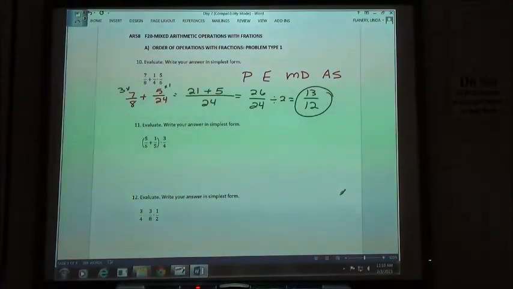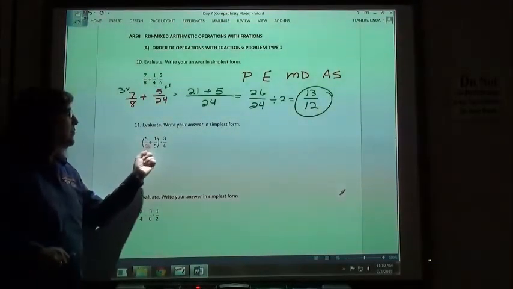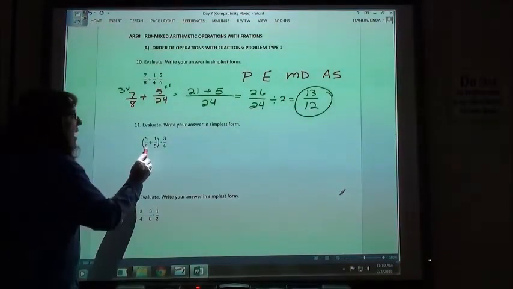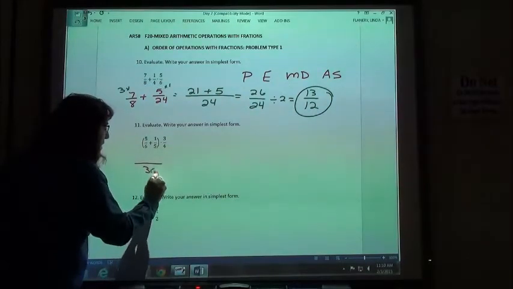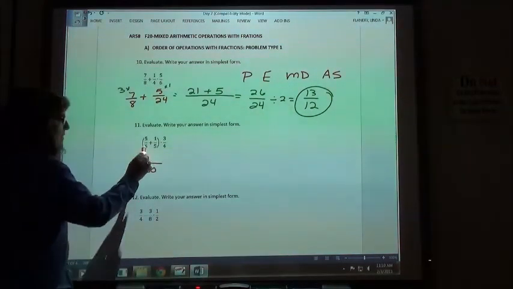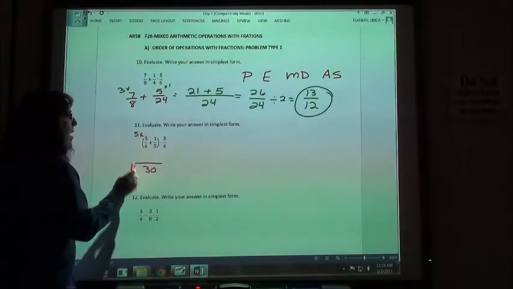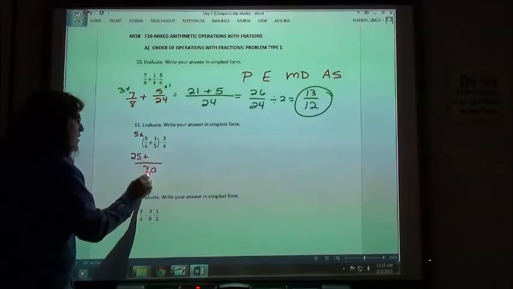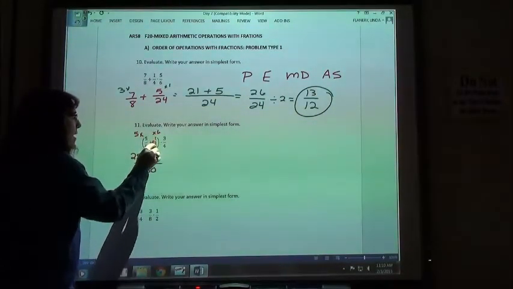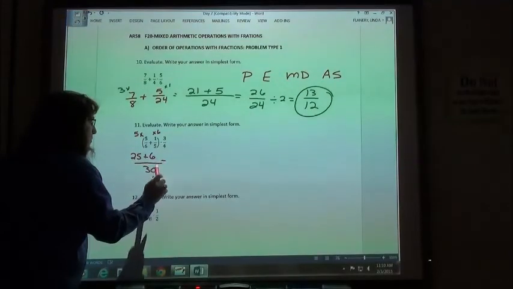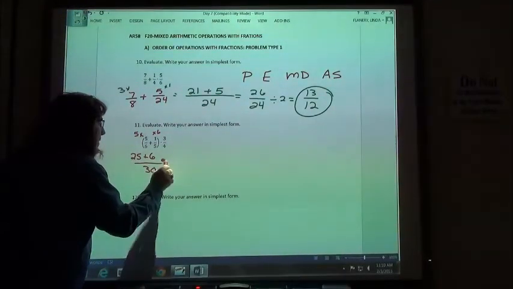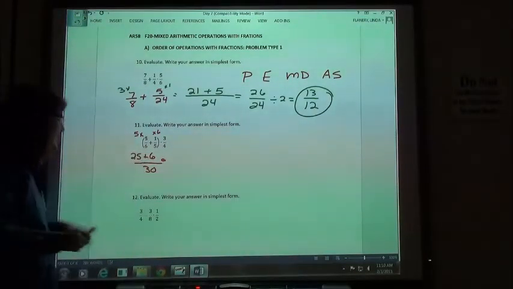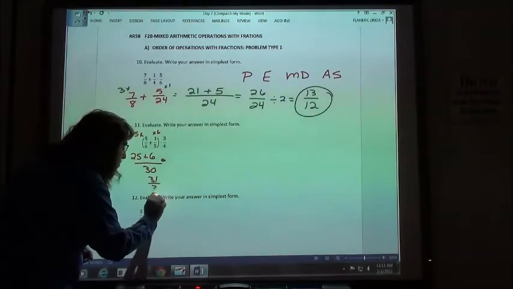Number 11, following my order of operations, I have to do inside the parentheses first. So I'm going to do the addition first because it's inside the parentheses. I have to have a common denominator, which in this case is going to be 30. 6 goes into 30 5 times. 5 times 5 is 25, plus 5 goes into 30 6 times. 1 times 6 is 6. 25 plus 6 is 31 over 30.